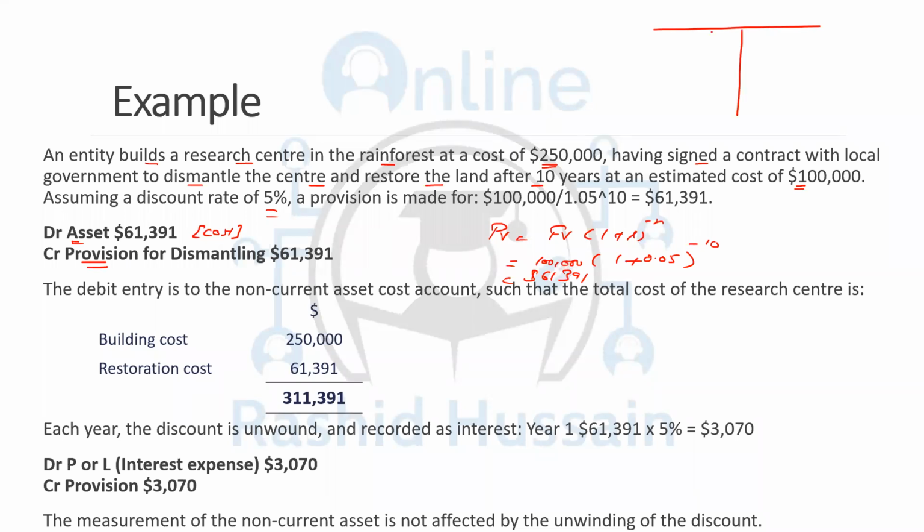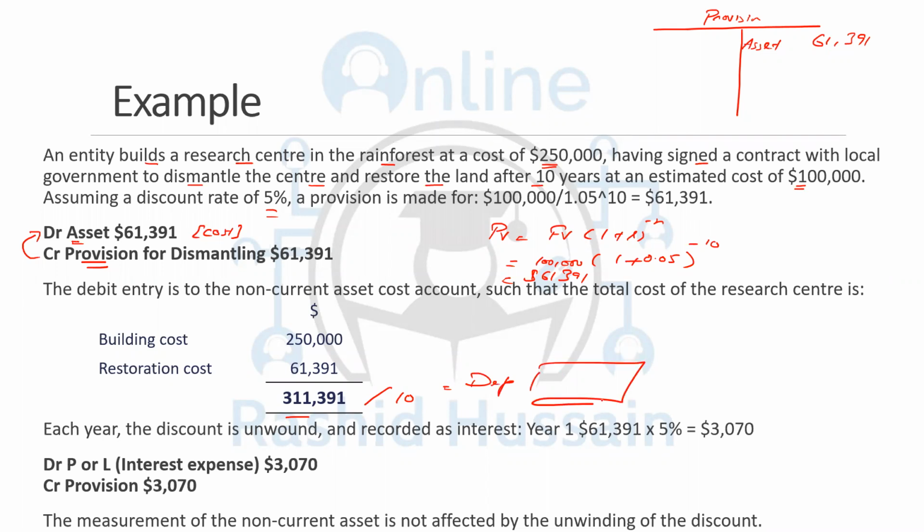So we are going to make an account of the provision, and we know how to put the entry. The provision account is being credited due to the debit entry, which is the asset. So give the reference of the asset, and initially 61,391. So the total cost of the research center is going to be the building cost, which is 250,000, plus the restoration cost, and the total cost is 311,391. And we know this 311,391 is going to be depreciated over 10 years, and this is going to be the depreciation figure.